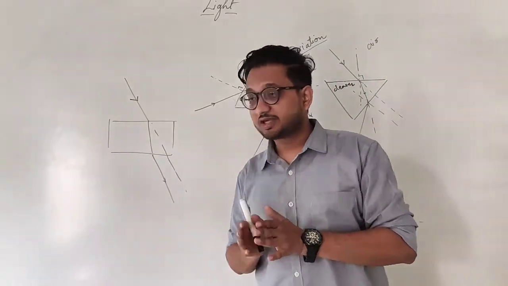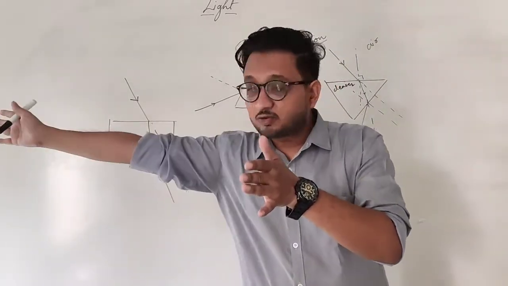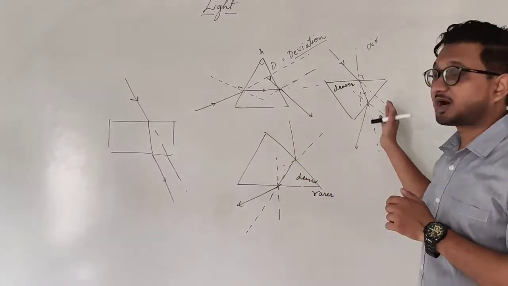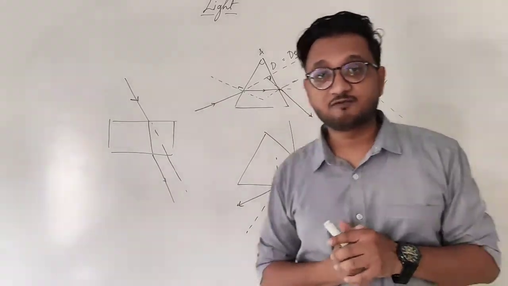But in this particular case, the ray of light, which we can imagine was supposed to go this way, is completely going in this direction. It has changed its path completely. And that changed path is known as angle of deviation.